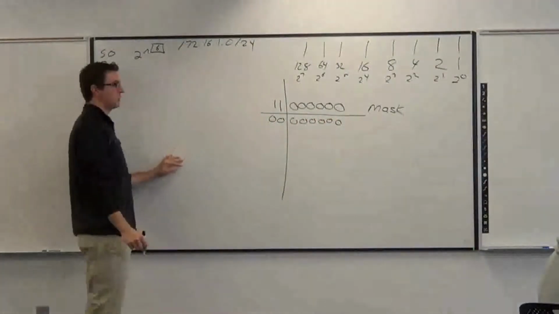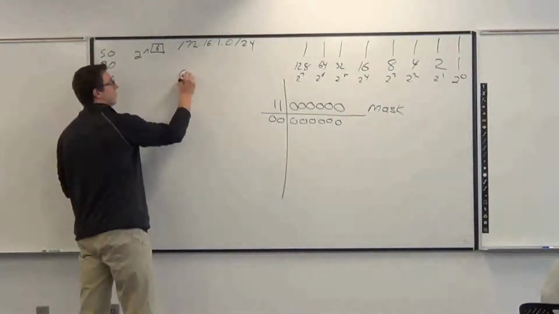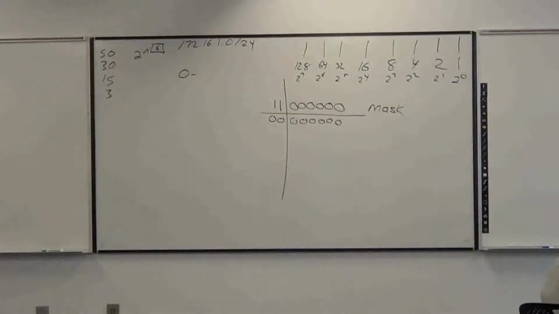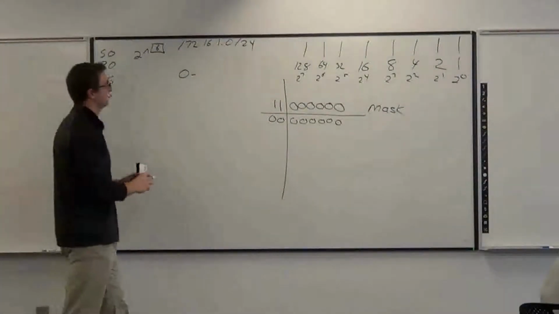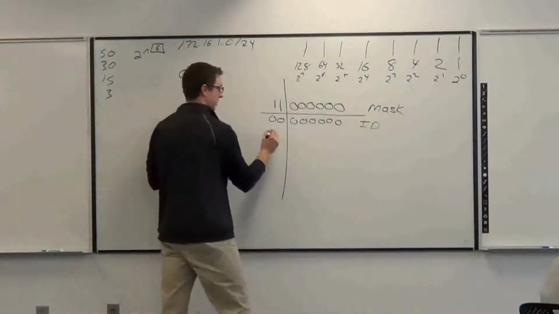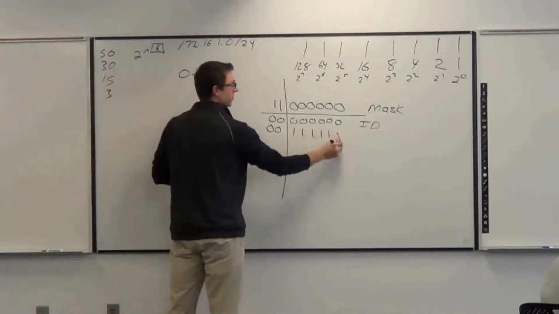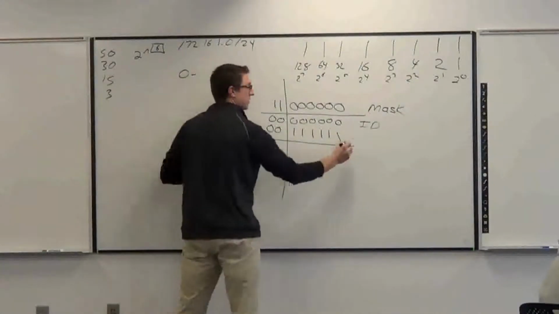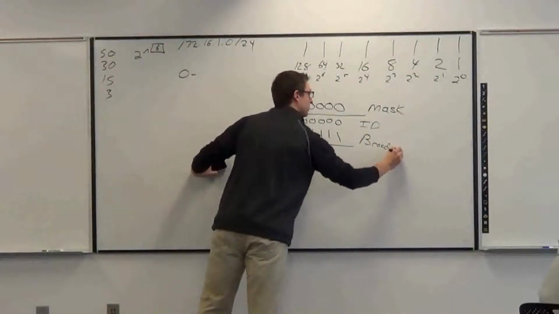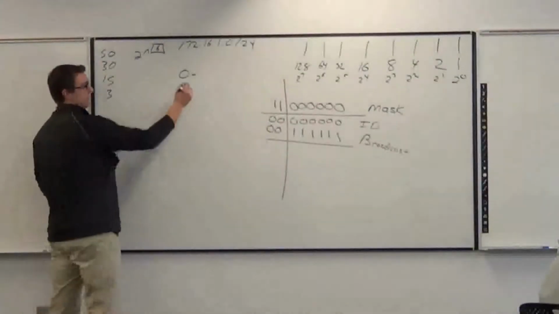That gives me my first network ID. All zeros is just 0. Then I make the right-hand side 1s to get my broadcast. Convert this number back. That's going to give me my broadcast. And that number, if you convert it back, is 63.